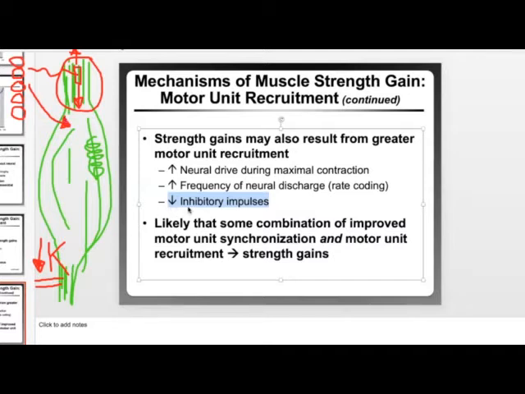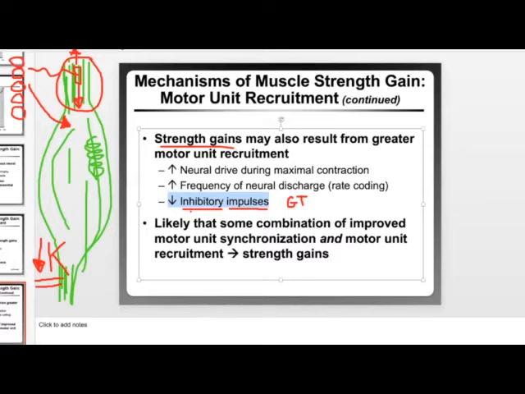Well, that means it's potentially these inhibitory signals. To inhibit is to slow down or stop these neurological impulses from the Golgi tendon organ. And if the Golgi tendon organ is not sending signals to the spinal cord, afraid that it's going to tear, then it's not going to make the muscle relax. And if the muscle can stay contracted for longer, then you're going to have an increase in strength gain.